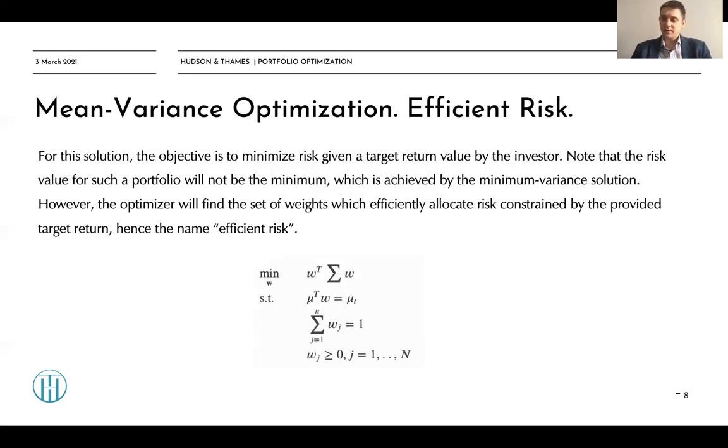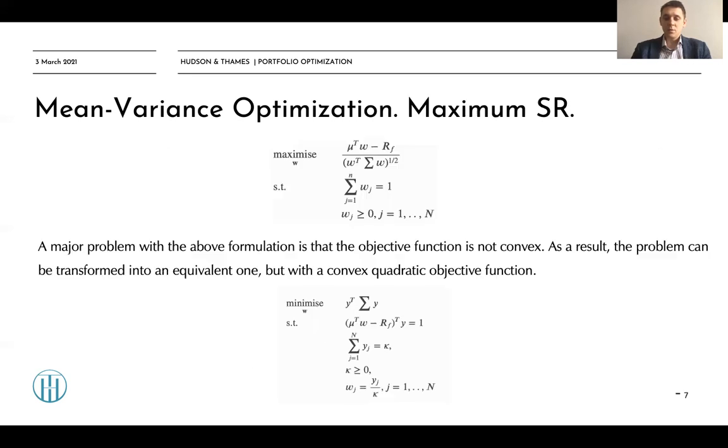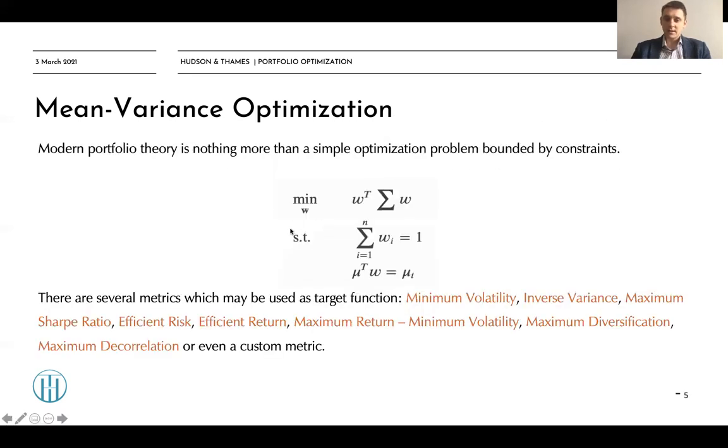So now let's go into the efficient risk setting. For this solution, the objective is to minimize risk given a target return value set by the investor. Note that the risk value for such a portfolio will not be the minimum, which is achieved by the minimum variance solution. However, the optimizer will find the set of weights which efficiently allocate risk constrained by the provided target return. Hence, the name efficient risk. So if we go back to the first slide, that is actually the setting for efficient risk, because here we have the target return which is set by our investor. If you want to just minimize the variance of your portfolio, you just need to take away the final term, and the problem will be minimizing the variance of our portfolio subject to the fact that the sum of our weights equals 1.